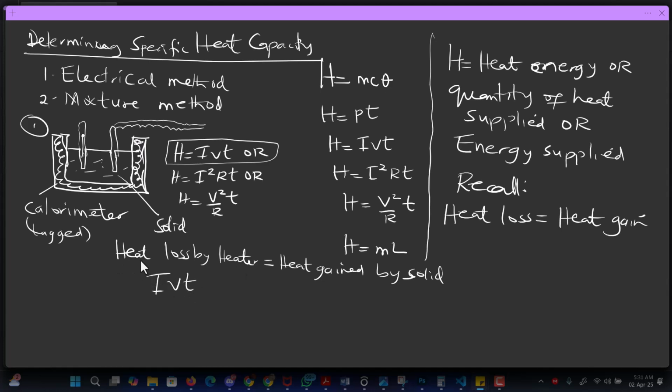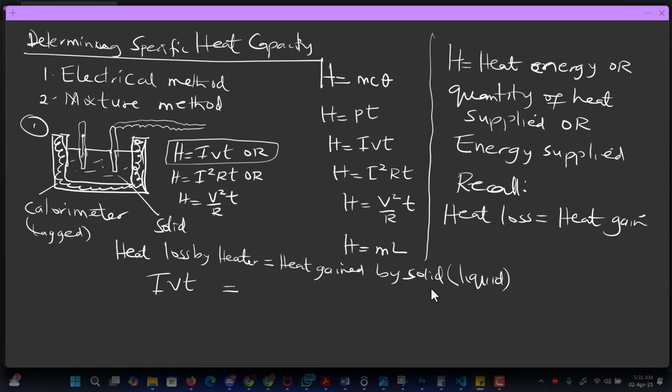Remember, H, which is your heat, is IVT. Since we are talking about a solid, the solid must have mass, and it must have specific capacity. Remember, I told you that this method can also work in liquid as well. Liquid can be water.